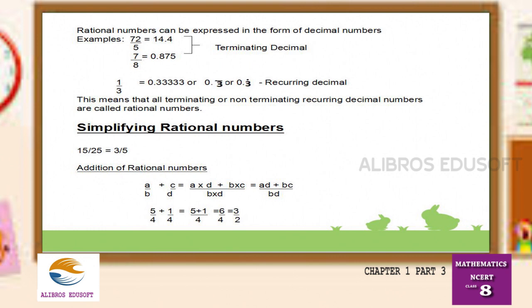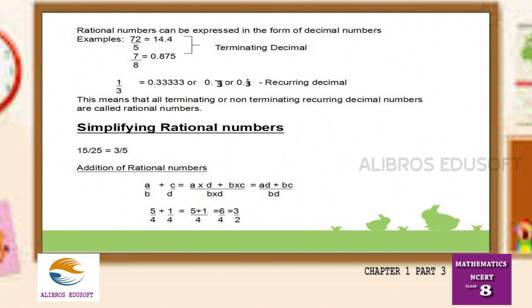Rational numbers can be expressed in the form of decimal numbers. For example, 72 by 5, 14.4 is the answer. And the next one is 7 by 8, that is equal to 0.875. These two are terminating decimals.